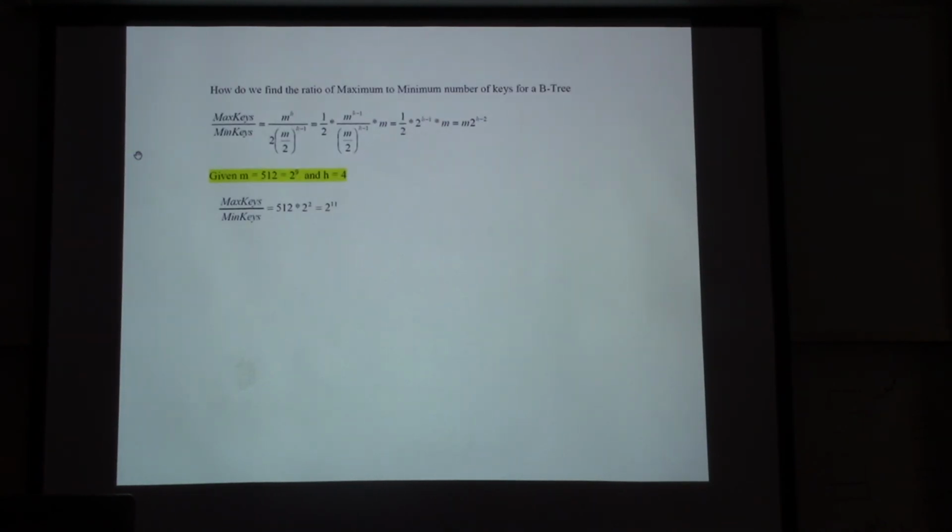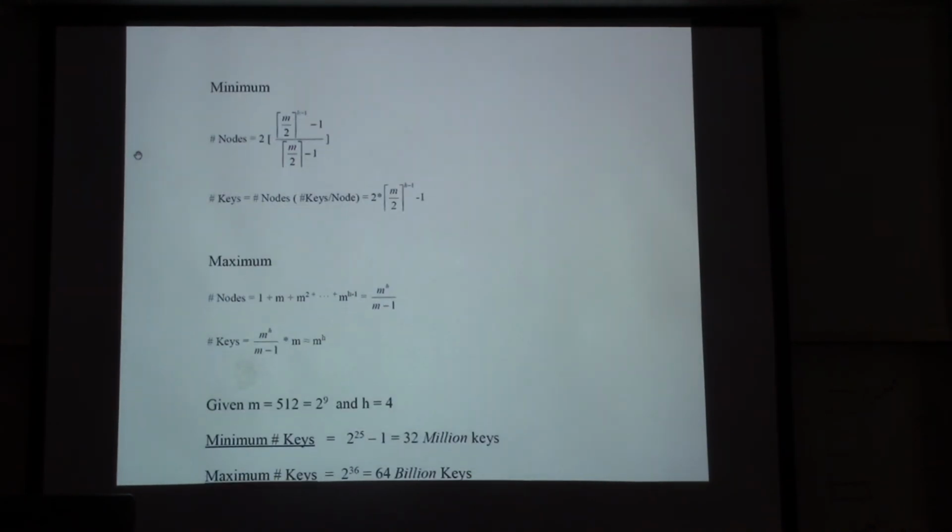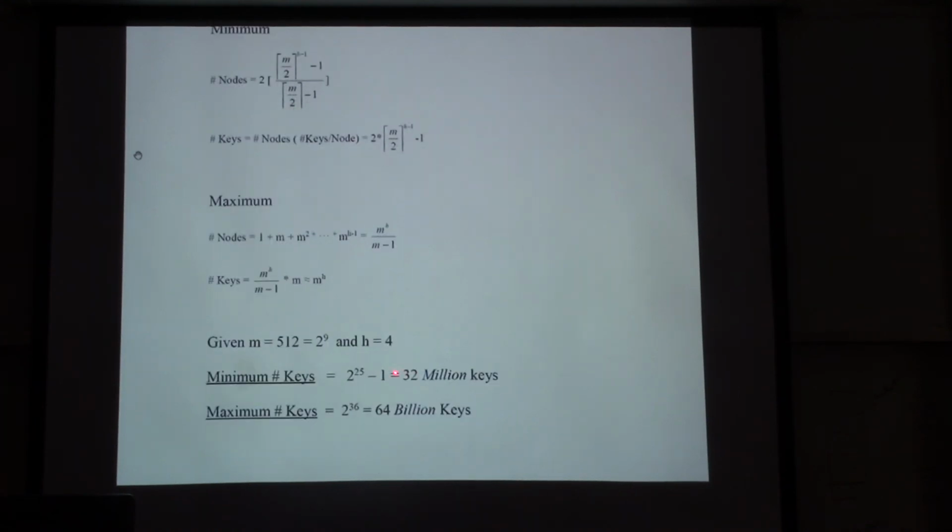Okay, and finally, we have a ratio of maximum to minimum number of keys for the B tree. All I did here is take the maximum number of keys over the minimum number of keys, which gives me this result. So given 512 and h equal to 4, that's exactly the result we found here, which is 2,000. It's 2 to the 11th power. To multiply this by 1,000, you get 32 billion, and by 2 one more time to get 64 billion. So that's 2 to the 11th power.